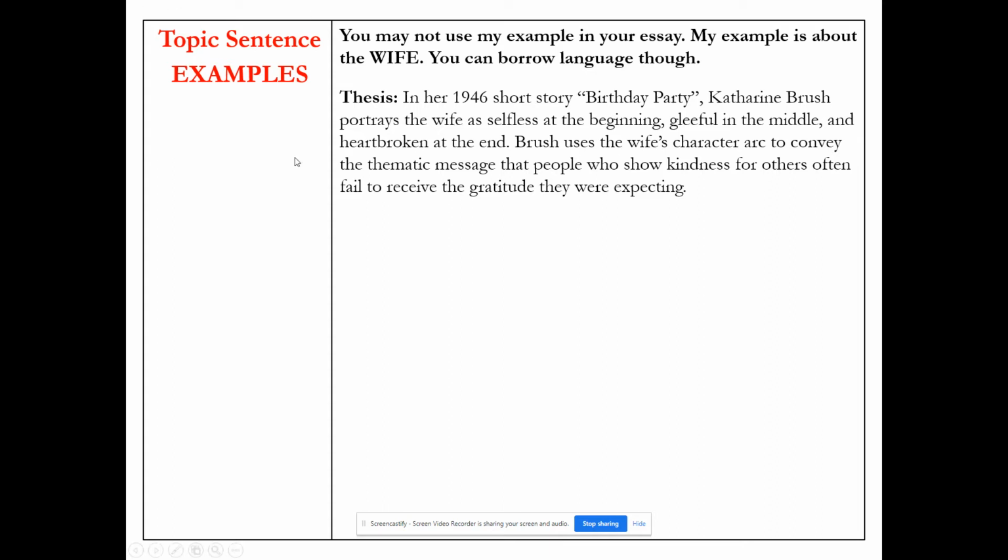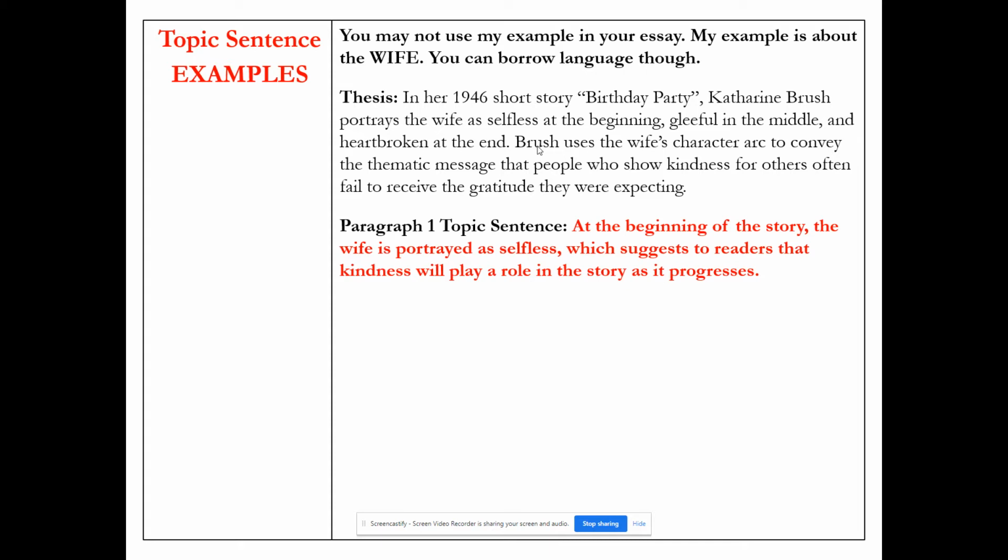So I also want to point out here before we look at the topic sentences, in the thesis statement here, you have something I like to call Y tag. That's year, title, author, and genre. So year, 1946, title, Birthday Party, author, Catherine Brush, and genre, short story. What kind of text is it? I recommend that anytime you refer to a text for the first time in an academic essay, you include Y tag. It's just a good strategy.